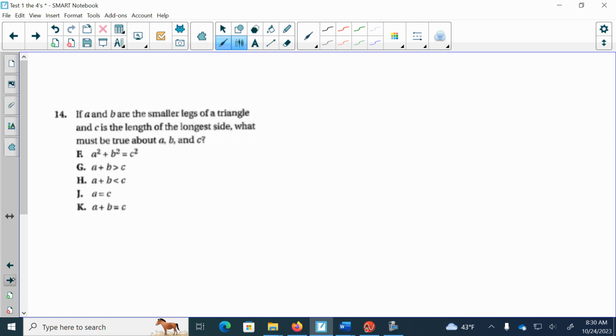So you're going to have to go with your other properties from geometry. One of the things that you learn is that the sum of the two sides has to be greater than the third side. So the only one that is absolutely true on this one is going to be the letter G. So make sure you don't fall into that trap where you make assumptions because you think they're true when they're really not. So the correct answer for number 14 is G.